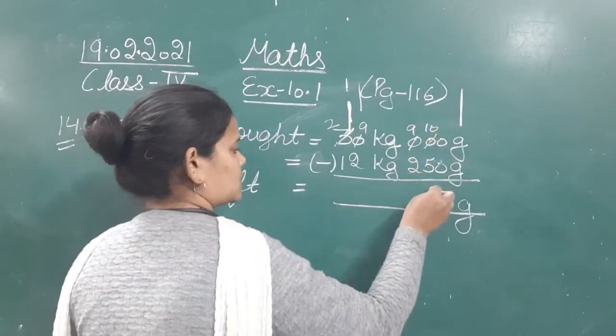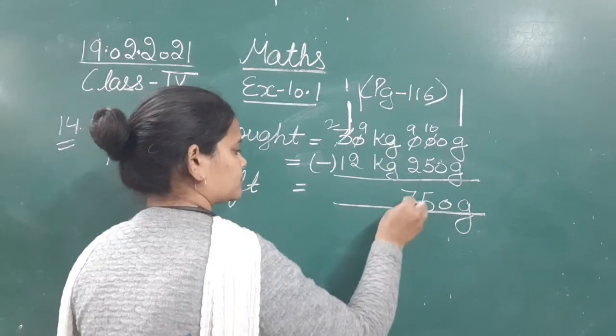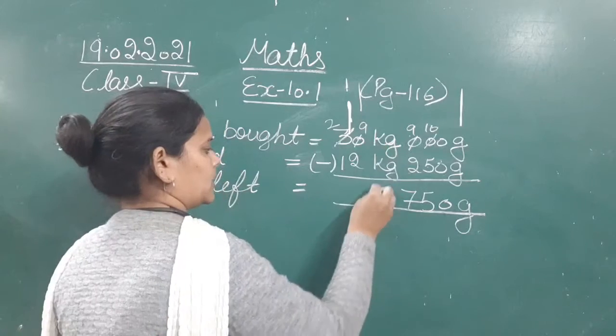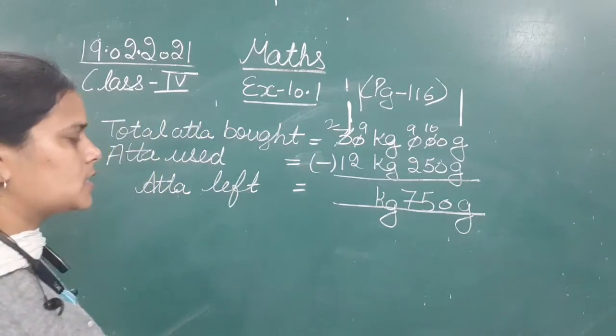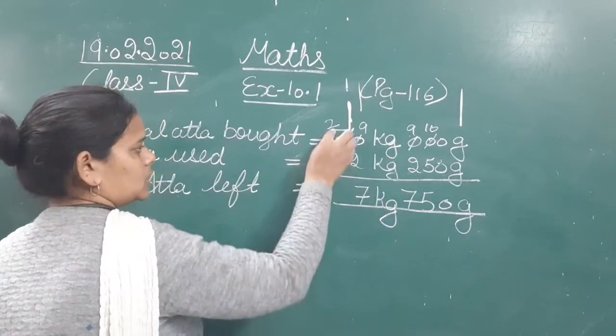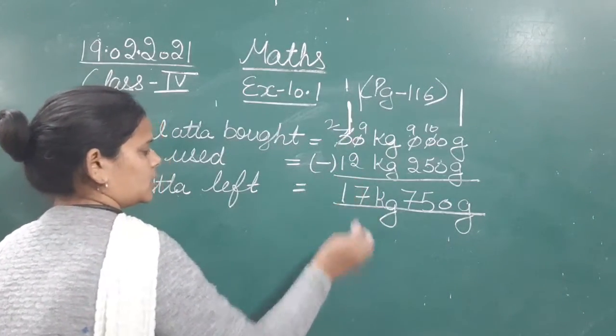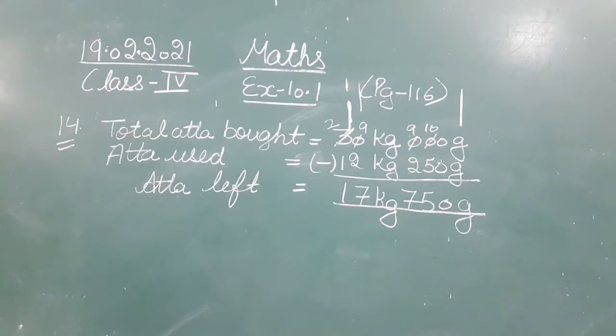10 minus 5 is 5, 9 minus 2 is 7, that will be the kg. Next, 9 minus 2 is 7, 2 minus 1 is 1. So the atta left is 17 kg 750 grams. This is the quantity of atta that is being left with her.